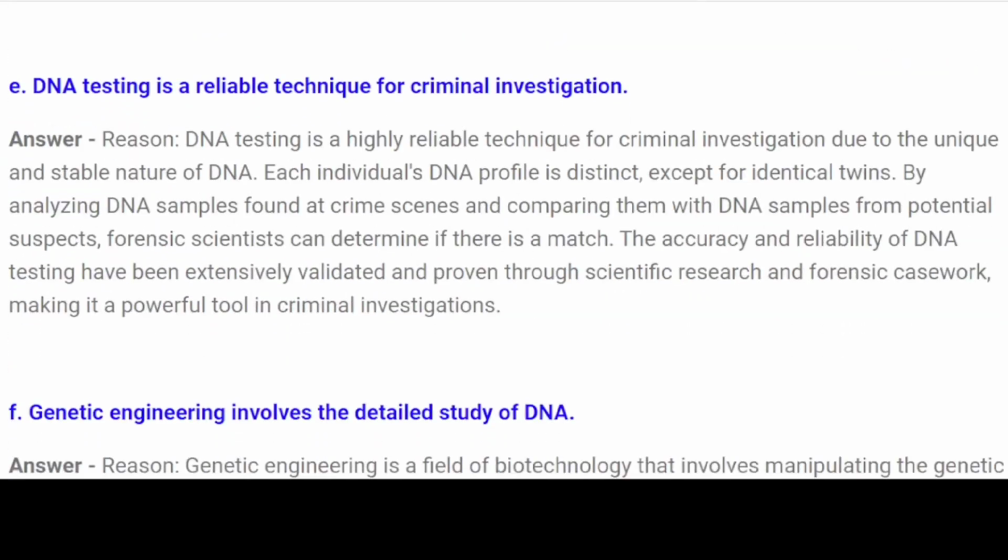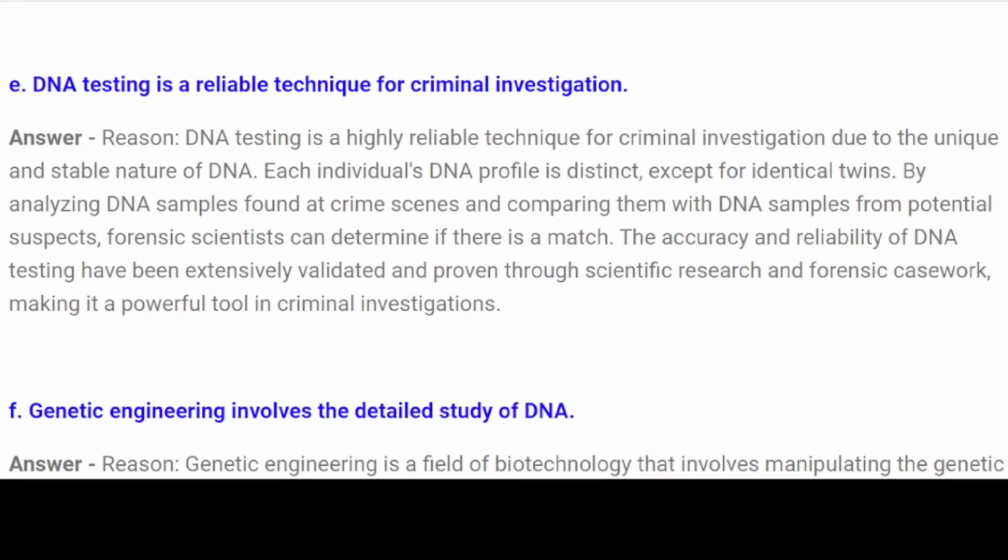DNA testing is a reliable technique for criminal investigation. Answer: Reason. DNA testing is a highly reliable technique for criminal investigation due to the unique and stable nature of DNA. Each individual's DNA profile is distinct, except for identical twins. By analyzing DNA samples found at crime scenes and comparing them with DNA samples from potential suspects, forensic scientists can determine if there is a match. The accuracy and reliability of DNA testing have been extensively validated and proven through scientific research and forensic casework, making it a powerful tool in criminal investigations.